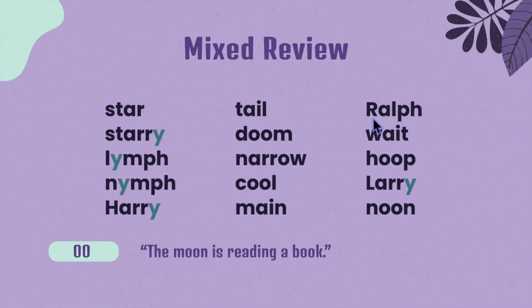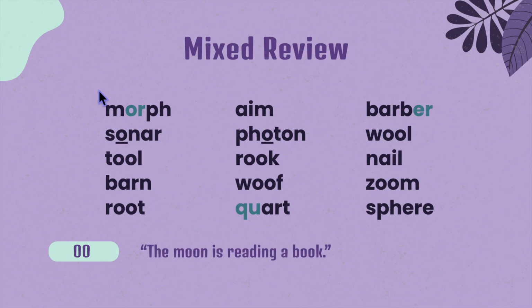Maine. This is a name, so it has a capital letter. Ralph. Wait. Again, we will try the oo sound first. Hoop. This is another name. Larry. Noon. OR says or when followed by another consonant. Morph. Sonar.